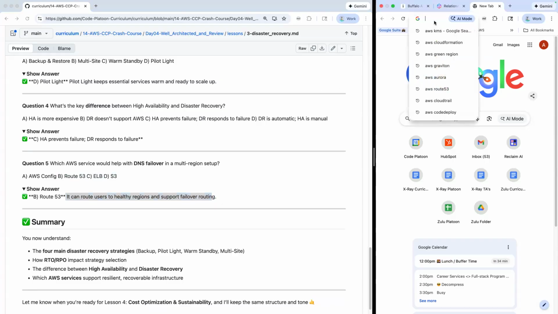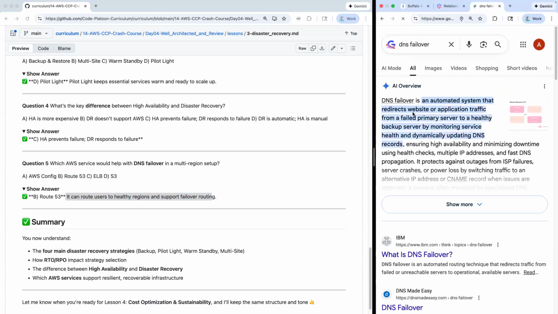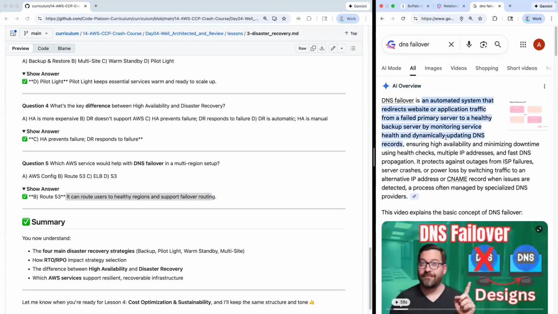And let's Google DNS failover real quick and see what it is. So basically, if a server fails, DNS failover will automatically route traffic from the failing one to a healthy one. Or if a whole availability zone or region goes down, Route 53 will route it from the one that's down to the good one.